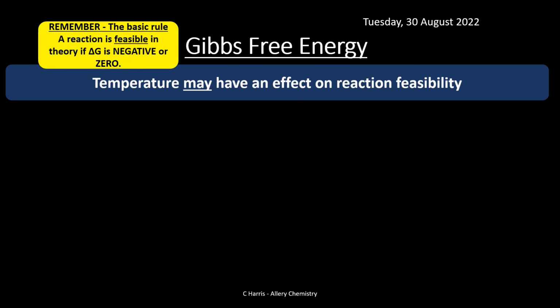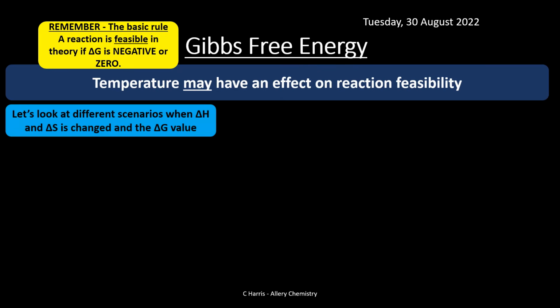Okay, so temperature may have an effect on reaction feasibility. For example, some reactions will go quicker if you heat them up because they've got more energy. But it will also have an effect on if a reaction is feasible, if it'll actually go. So remember this basic rule: the reaction is feasible in theory if delta G is negative or 0. That's the acid test there.